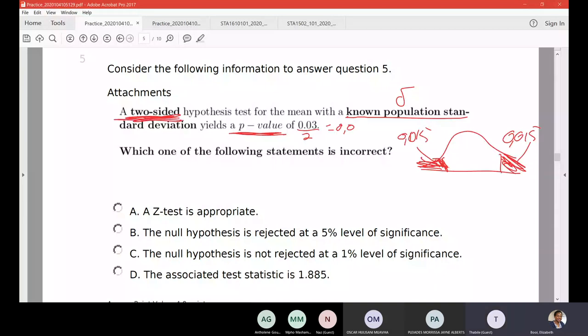That's what they are saying in terms of this information. A two-sided hypothesis has the p-value of this, because we know that for a two-sided test, it will be two times the p-value that we find on the table. That will give us the actual p-value for a two-sided test. The other thing you need to know, because this is more theory: if it's a known population standard deviation, we're using a Z test just because of that.